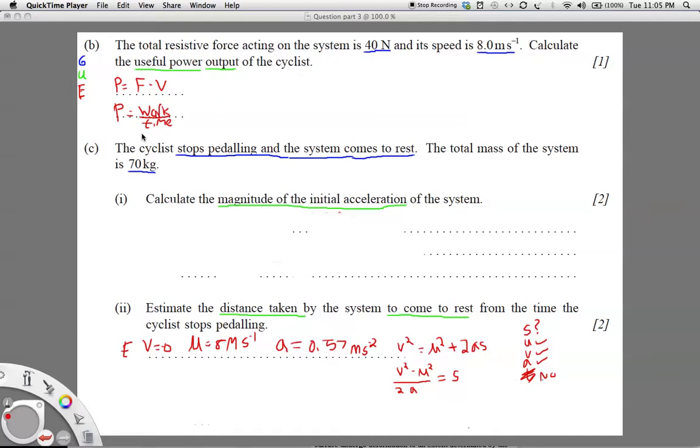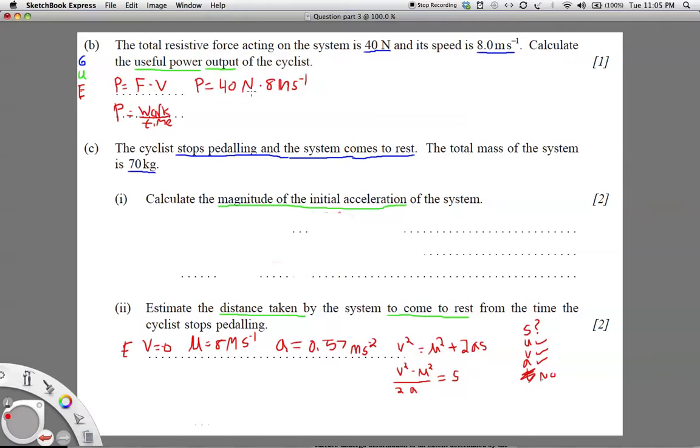If you look at the formula packet, P, power, is equal to F times V, force times velocity, or speed. One thing I want you to see here is that power is also equal to work divided by time. But in this case, my power equals 40 newtons times 8 meters per second.